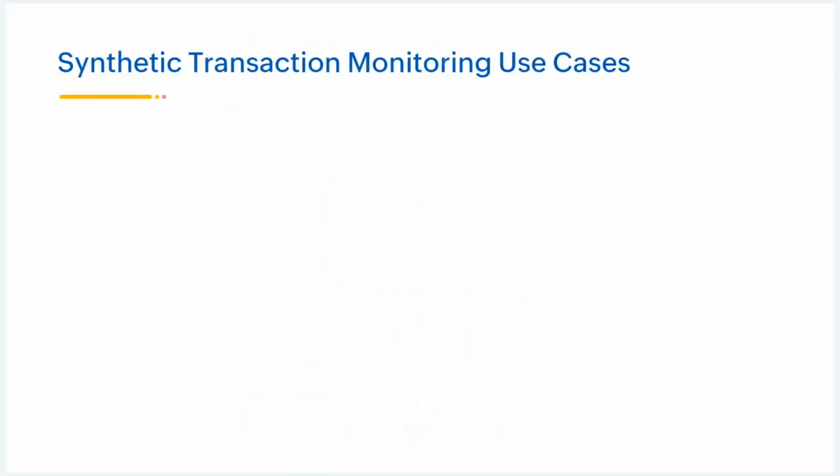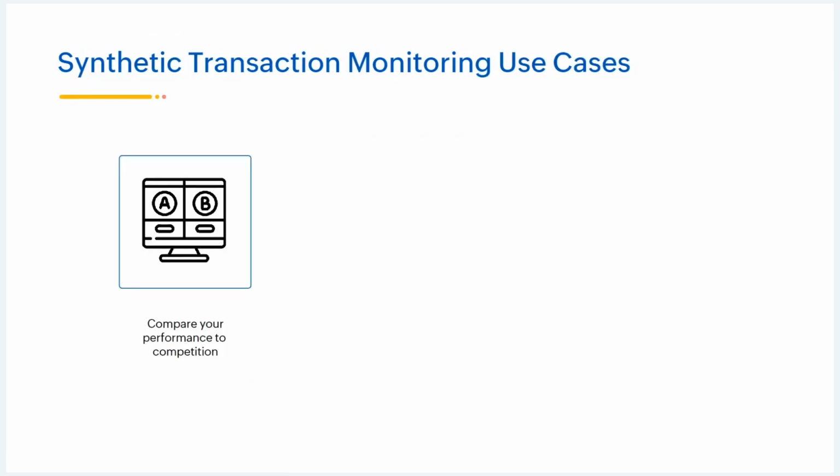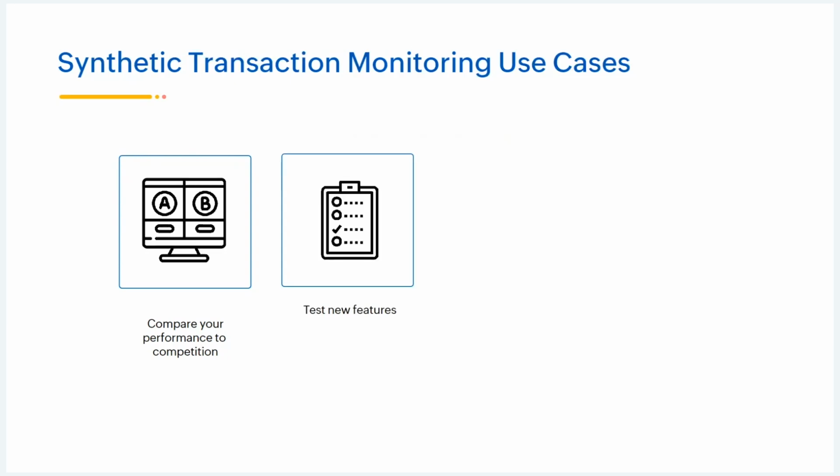Let's move on to the use cases of synthetic transaction monitoring. What are some scenarios where your business might benefit from synthetic transaction monitoring? First, you can use it to compare your website's performance with your competitors by setting up benchmark scenarios. You can also track how your application performs over time and compare your company's performance to top competitors within a specific historical time frame or geographical region. This approach helps you develop a strategic outlook and maintain a competitive edge in the marketplace.